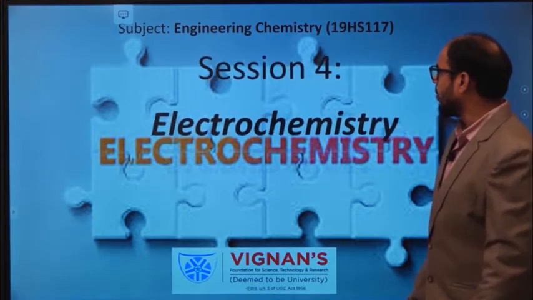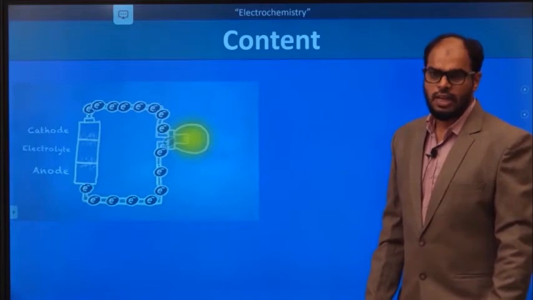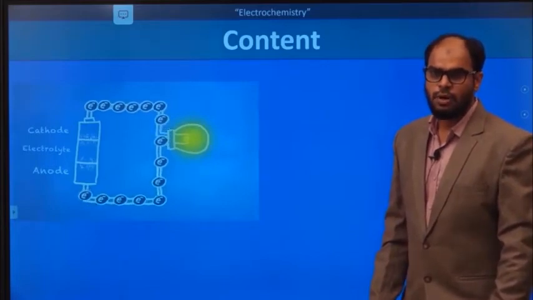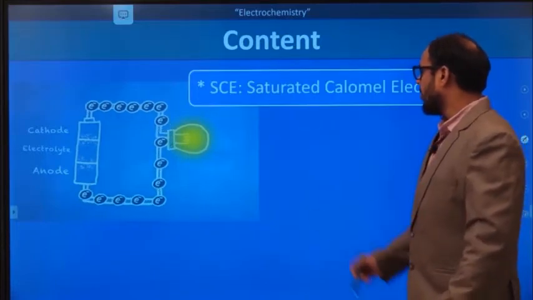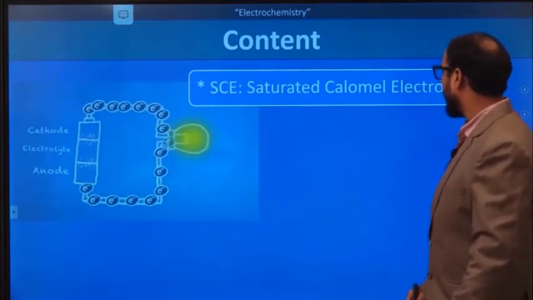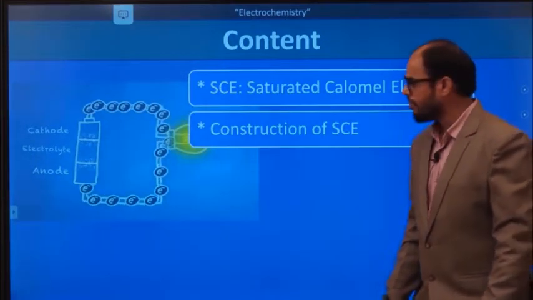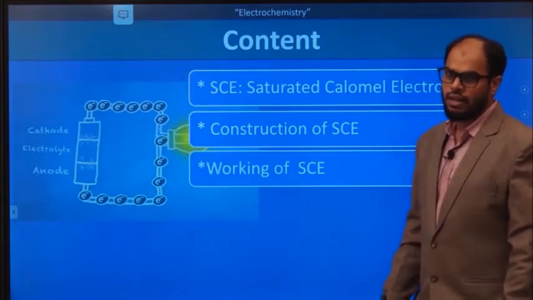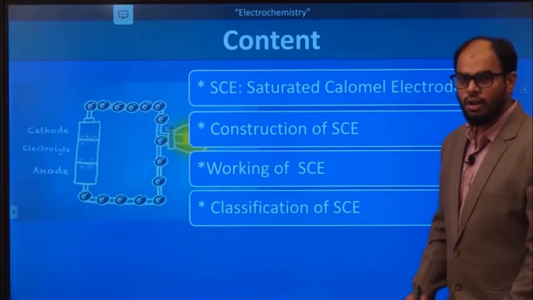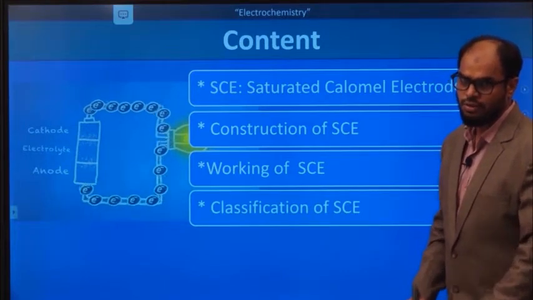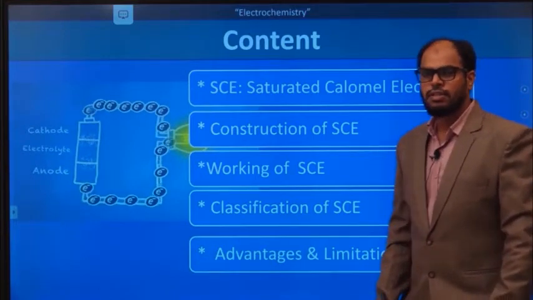In this session, we are going to take up a new topic called the saturated Calomel electrode. It is another kind of reference electrode which is used for potentiometric measurement. So, following are the contents. I will be talking about the SCE, that is the saturated Calomel electrode, followed by the construction of SCE. Then we will be dealing with the working of the SCE, and finally I will be classifying the SCE based on the normality of potassium chloride used, that is the electrolyte, and finally we are going to take up the advantages and limitations of SCE.